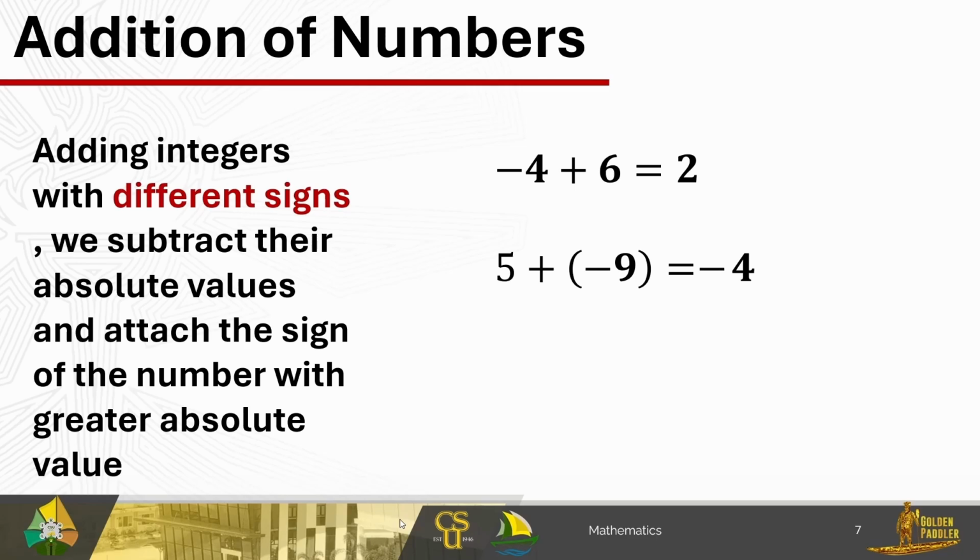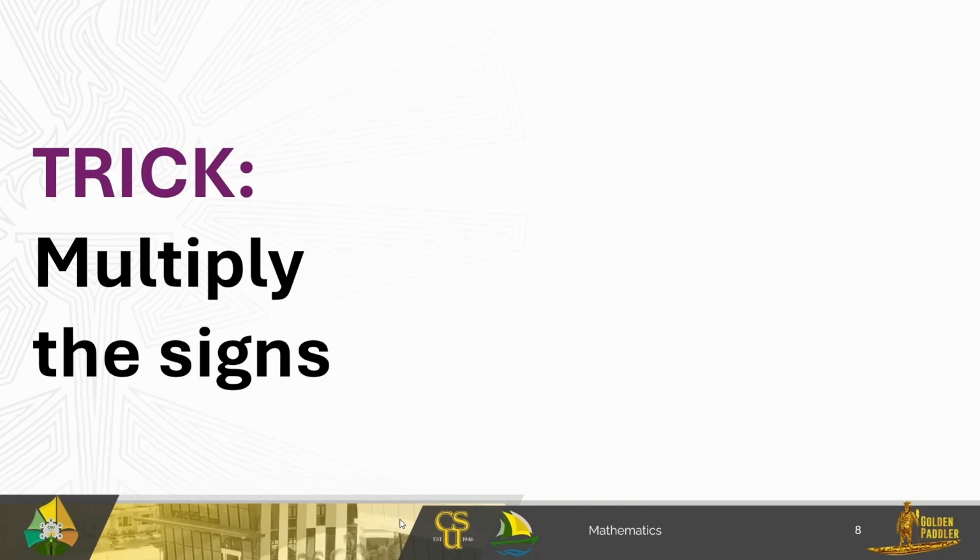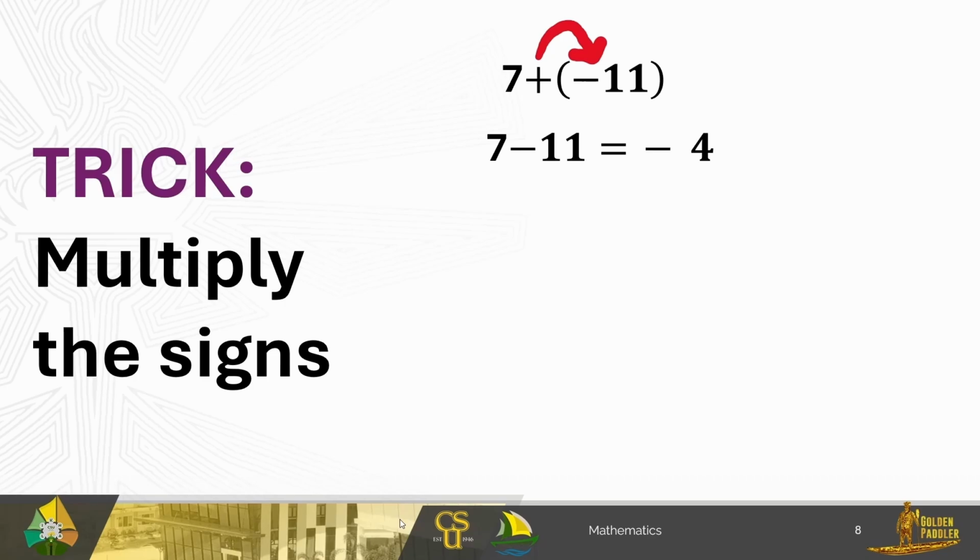Next are some tricks to add or subtract numbers. So we multiply the signs. Say for instance, 7 plus negative 11 can be written as 7 minus 11. And so we take 11 minus 7, which is 4. And since the sign of 11 is negative, we take negative 4.